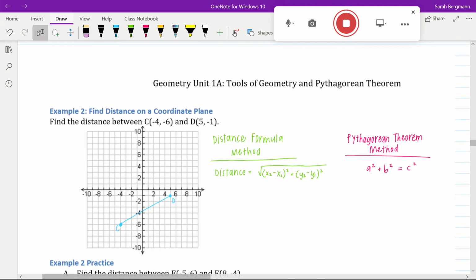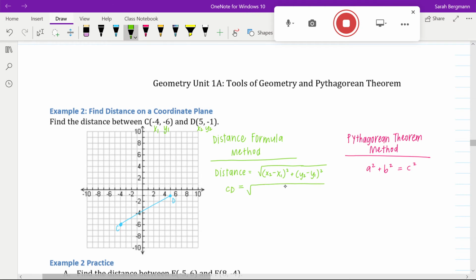Let me show you an example of a problem for finding the distance between 2 points. There are two methods that we can use: distance formula method or Pythagorean theorem method. In both cases, you need to know the formulas. I'll show you distance formula method first. So the first thing you want to do with distance formula method is label your coordinates: x1, y1, x2, y2. So now we can plug them in to our equation.